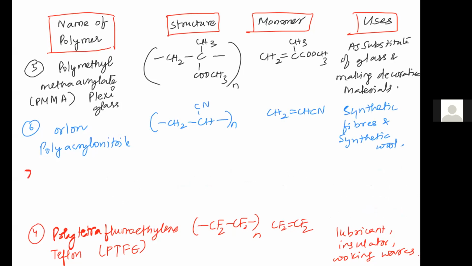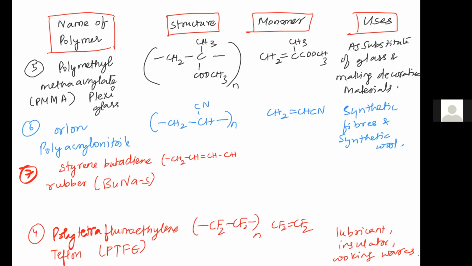Seventh, styrene butadiene rubber, which is Buna S. Whose structure is CH2CH, double bond CH, CH2CH, CH2.